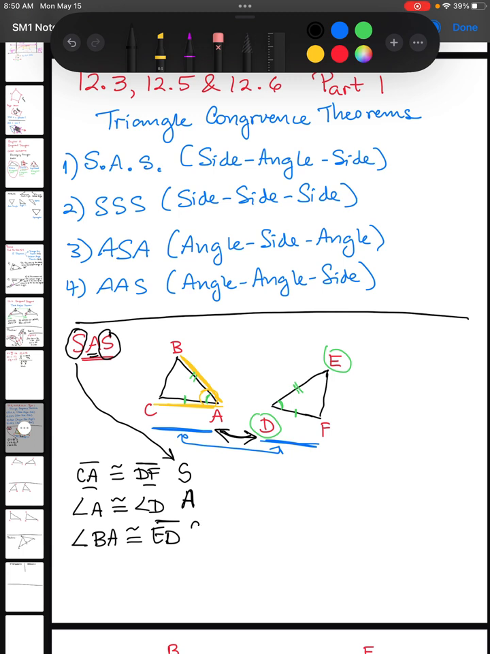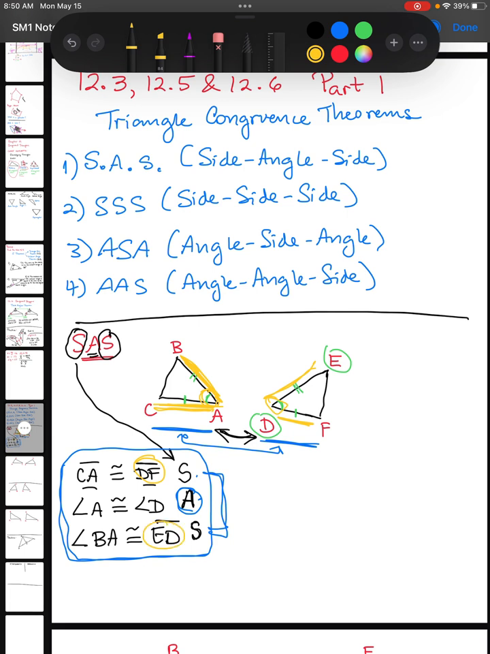So it means that this is the third segment here, or the third element. Once I establish that this is true, and I have SAS, meaning that the congruent angle is the one right in between these two sides, just as you see here. Can you see angle A is right in between B and A, and angle D is right in between DF and DE or ED? Now I can make a conclusion.